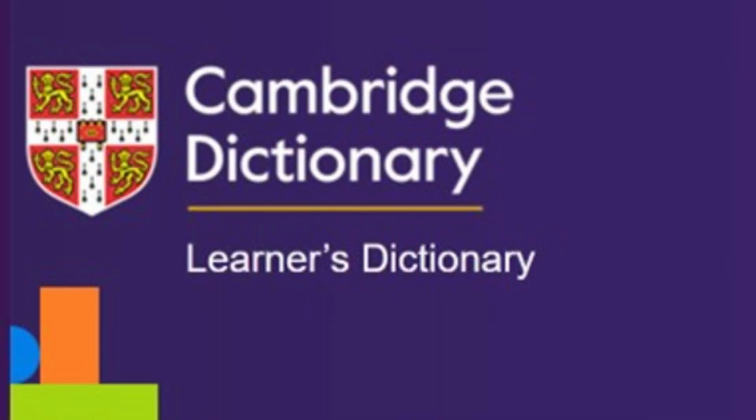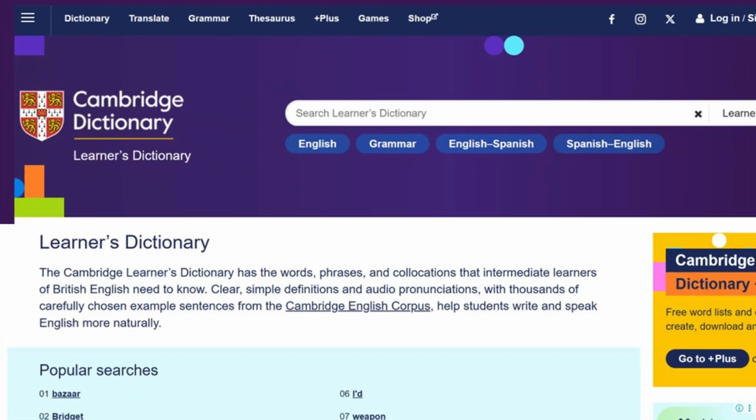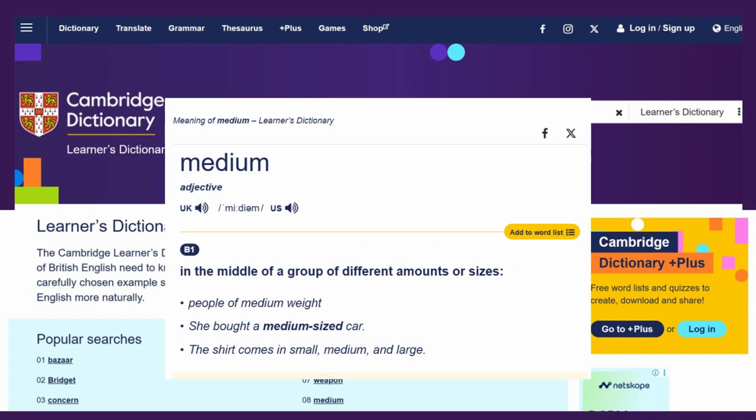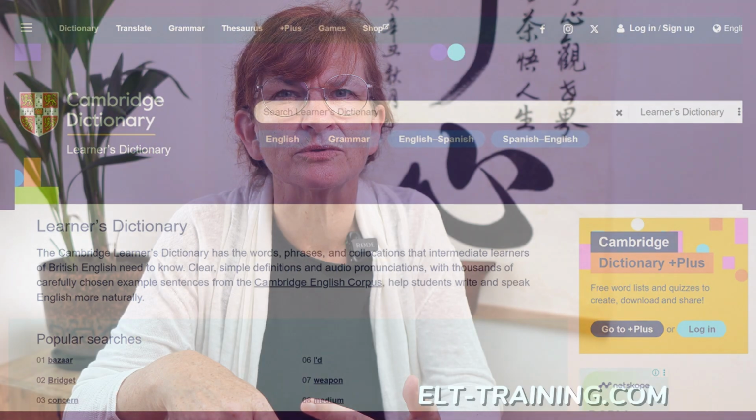We were talking about ways for learners to remember vocabulary, and she mentioned the Cambridge Online Learners Dictionary. This is it, and you probably know it already for reliable definitions and clear examples. But here's the bit that not everyone knows.